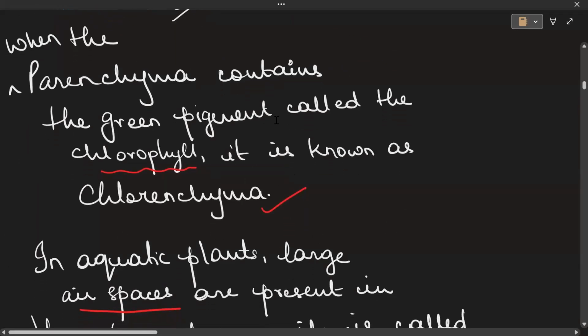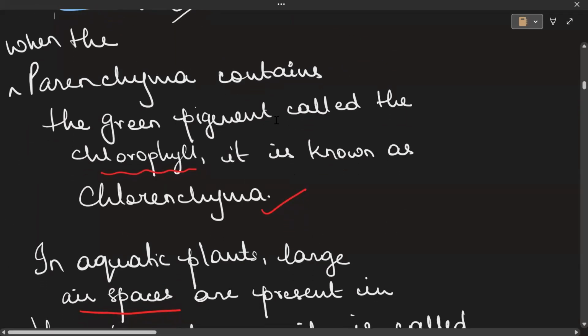Now, let us see some of the modifications of parenchyma. What is the meaning of modification? Maybe a different size. Yeah, some sort of addition or subtraction to it is happening, isn't it? It is being modified. Yes.